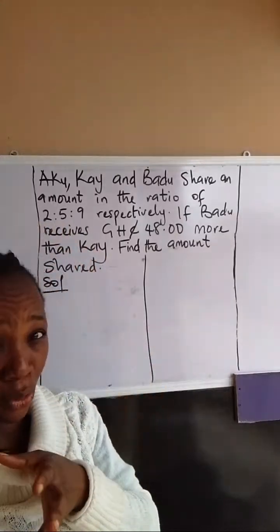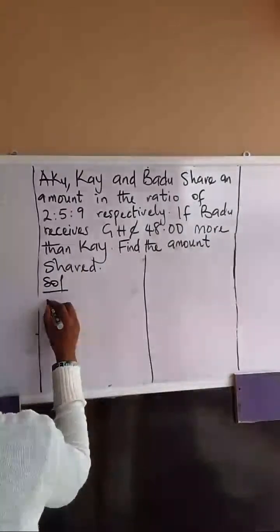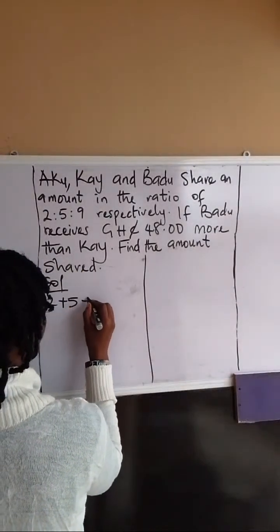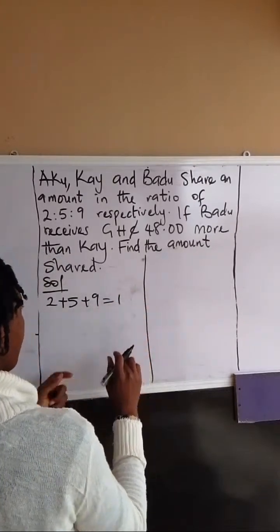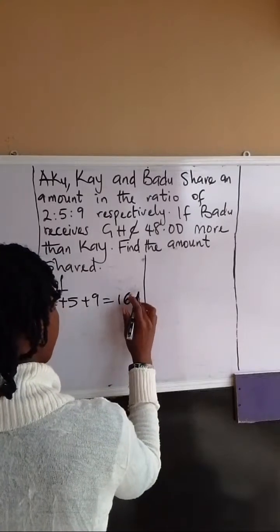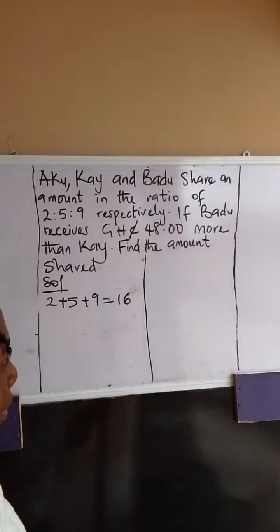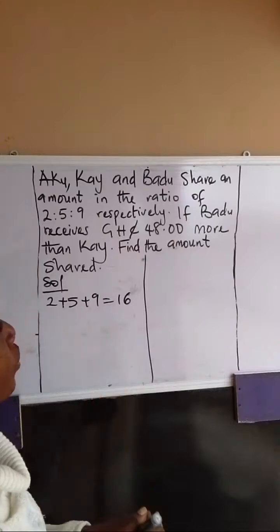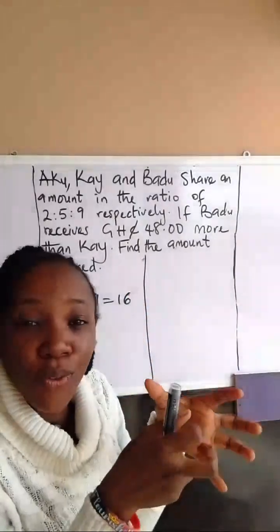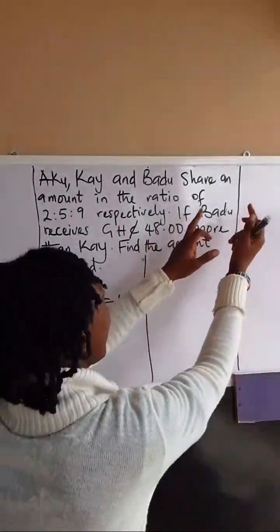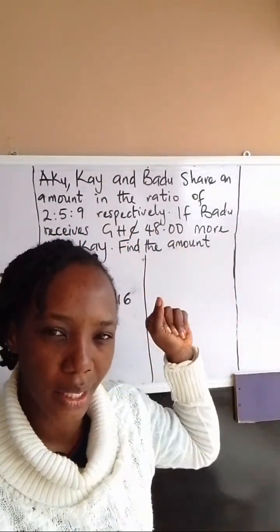So, solution. First thing I normally do is to add up these ratios. I say 2 plus 5 plus 9, which gives me 16. So I add the ratios up, and then the next thing I do is to look at the question again. They mentioned Badu and K. So our major focus here is Badu and K. We're not looking at Aku. Are you getting it now?